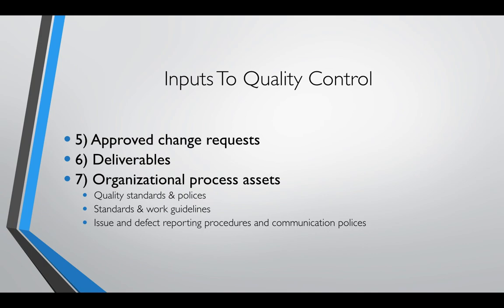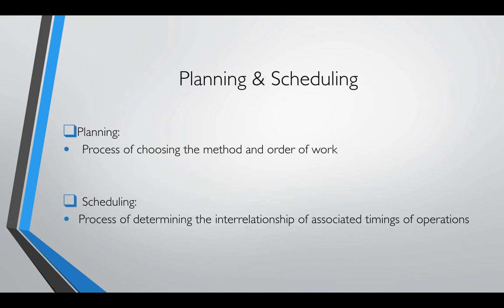Okay, so let's go to chapter 12 now. Chapter 12 is time and cost control. We're going to start off with defining planning and scheduling. Planning is a process of choosing the method and order of work. Scheduling is the process of determining the interrelationship of associated timings of operations. So those are just two definitions, planning and scheduling.